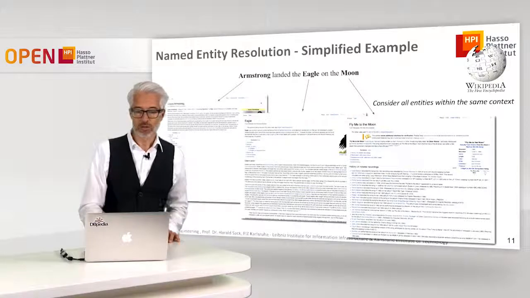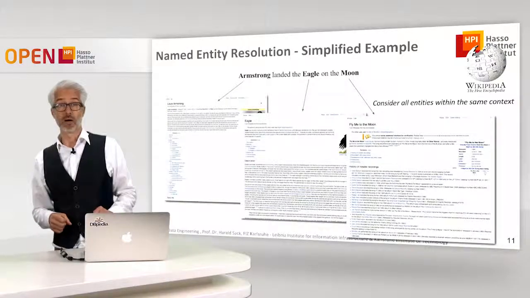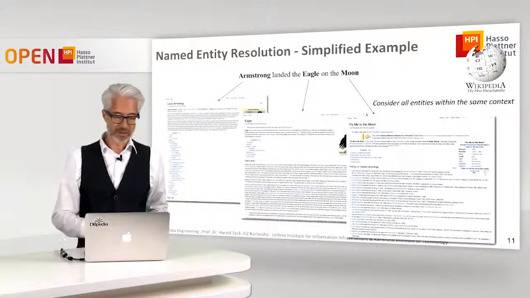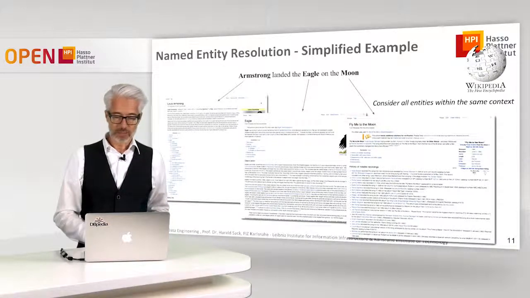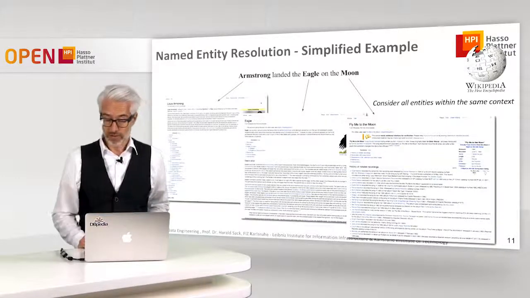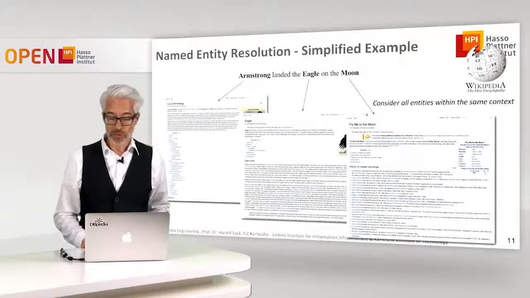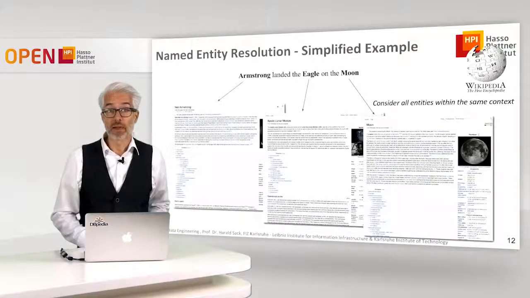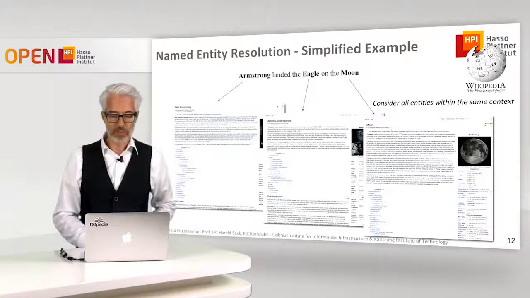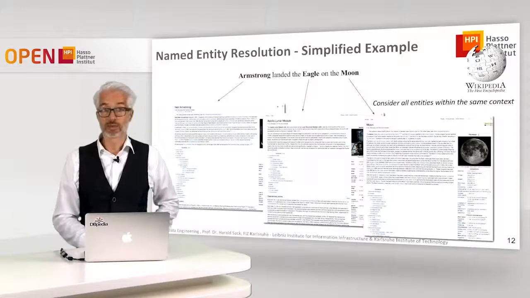Let's have a short look at named entity resolution in exactly our example. So Armstrong, Eagle, Moon, what could they mean? So for example, Armstrong could mean Louis Armstrong, Eagle could mean Eagle the bird, and Moon could stand for a song which actually was played by Louis Armstrong, which is Fly Me to the Moon. So this might be. But on the other hand, this might also be rather likely that Armstrong stands for Neil Armstrong, Eagle stands for the Apollo lunar module, and Moon stands for the celestial body, for the Earth's satellite.